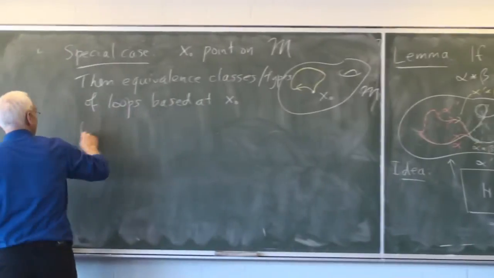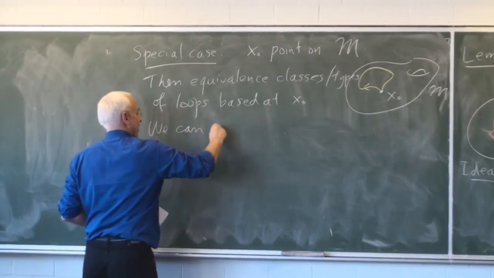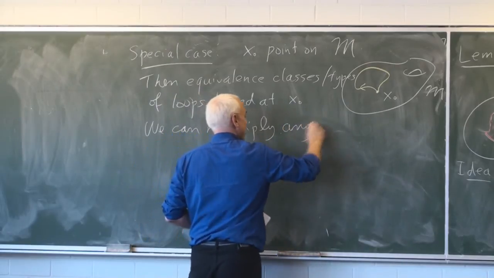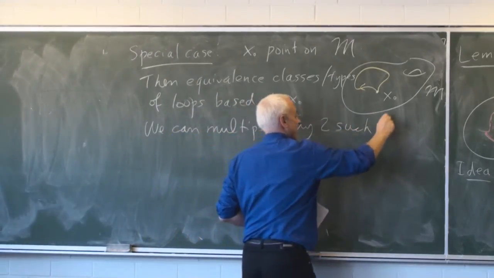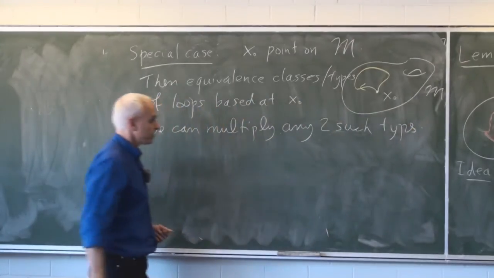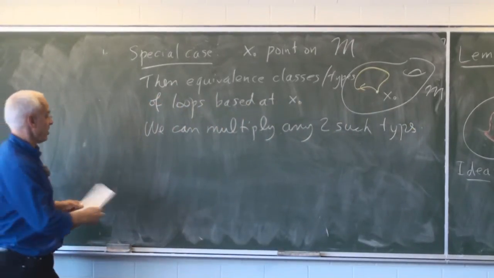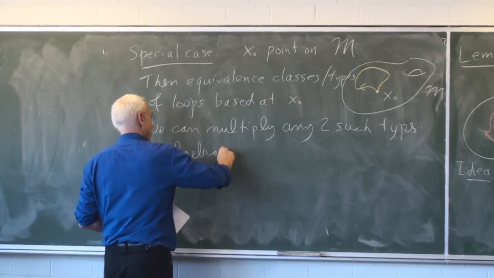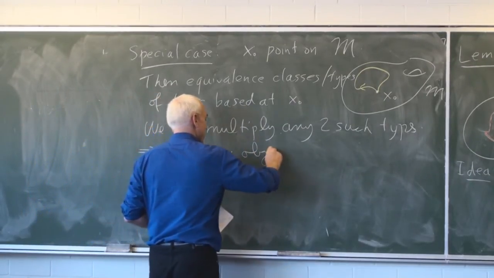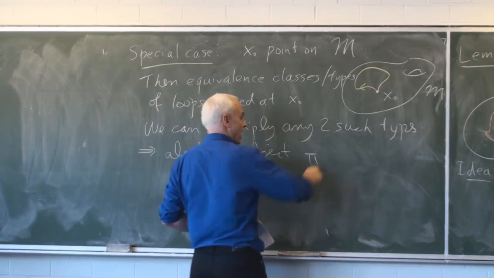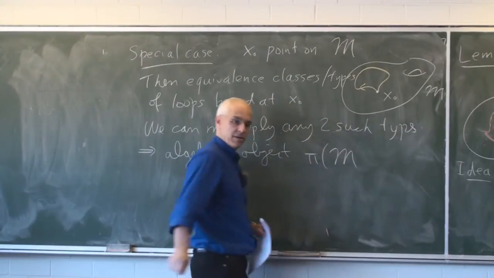So it means we can multiply any two such equivalent types. And that gives us an algebraic object, an algebraic object, which is usually denoted pi of M.